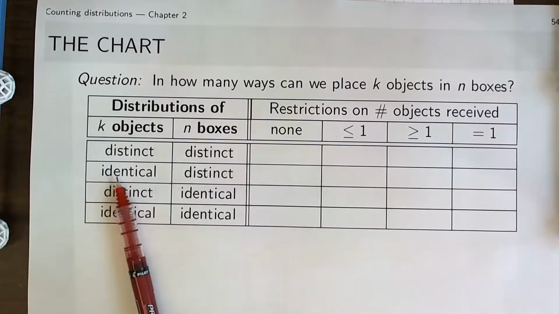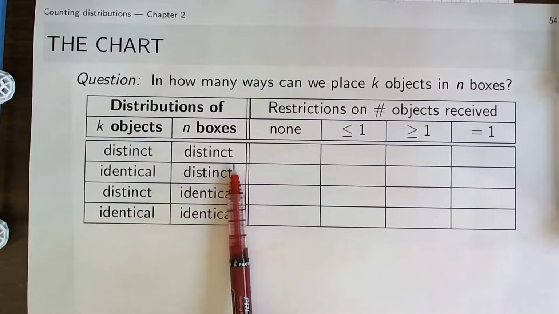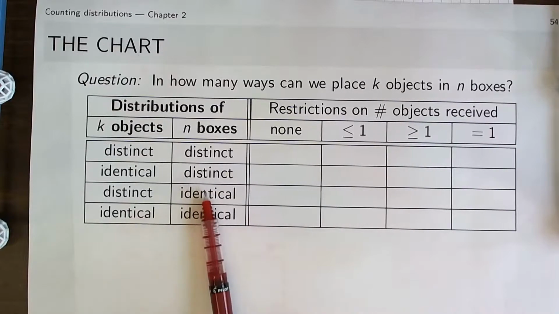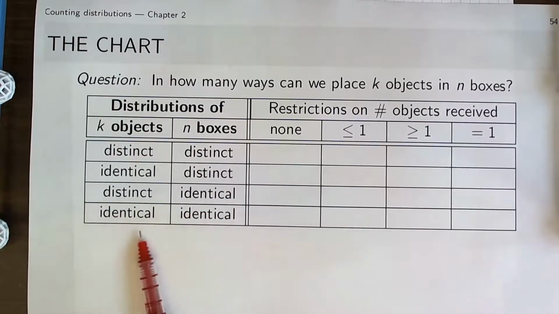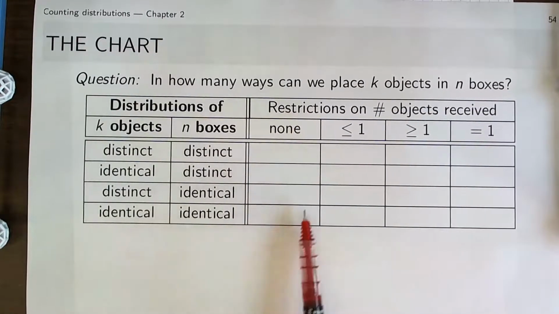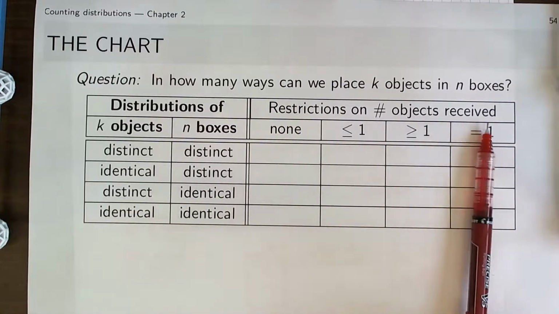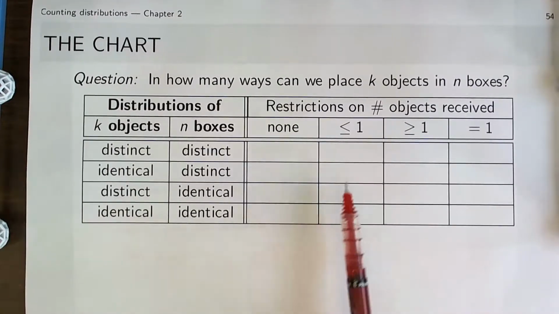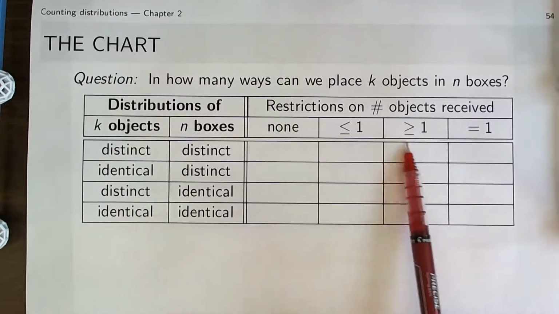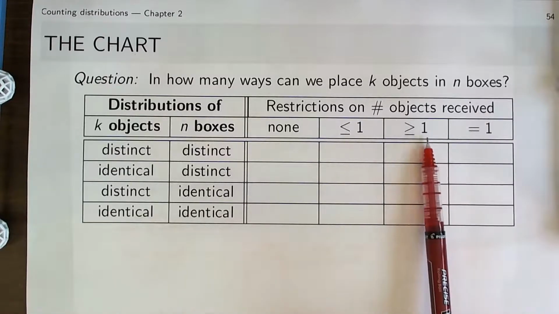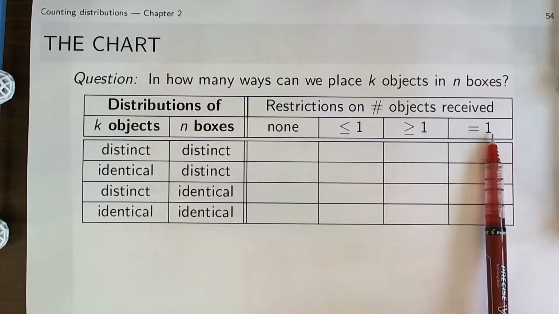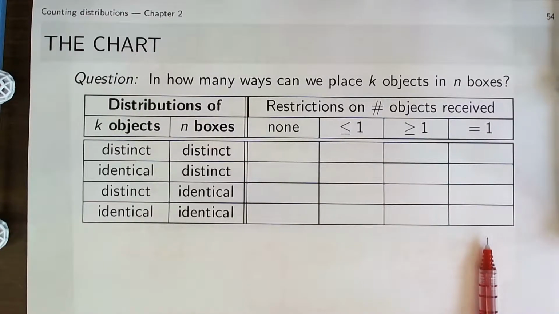The objects could all look the same and the boxes could all look different, or the objects could all look different and the boxes could look the same, or both the objects and the boxes could all look the same. And then we're going to fill in this chart based on what types of restrictions there are. If there's no restrictions, you go in this column. If we have a restriction that there's at most one object in every box, we go in this column. If there's at least one object in every box, it goes in this column. And if there's exactly one object in each box, that goes in this column.